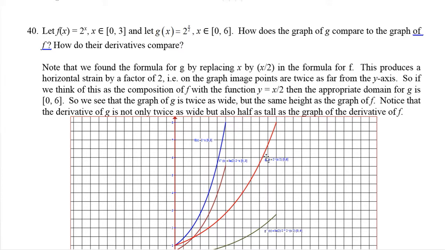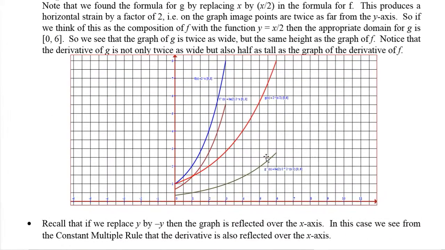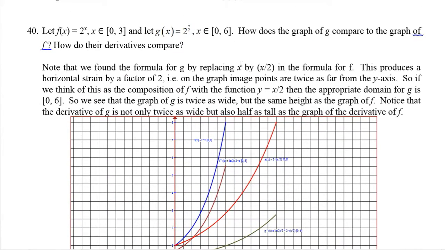Now let's look at the derivatives. What's the derivative here? Well, we can work out the formula. The derivative of the first one is natural log of 2 times 2 to the x. And the derivative here is natural log of 2 times 2 to the x over 2 times 1/2.